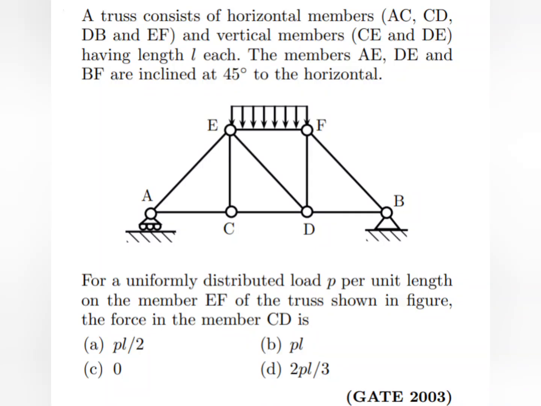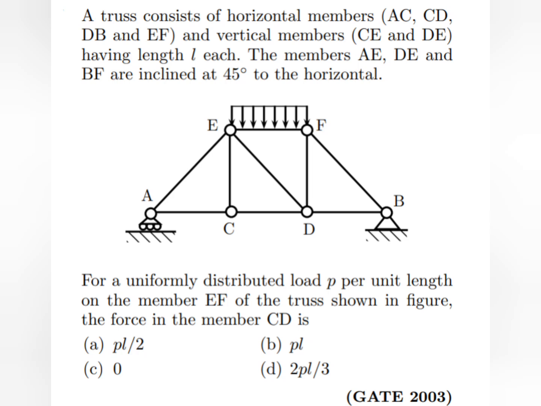A truss consists of horizontal members AC, CD, DB, and EF, and vertical members CE and DE having length L each. The members AE, DE, and BF are inclined at 45 degrees to horizontal. For a uniformly distributed load P per unit length on the member EF of the truss, the force in the member CD is. So we have been given a structure of a truss.